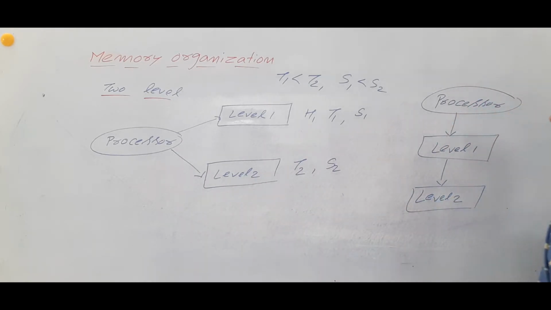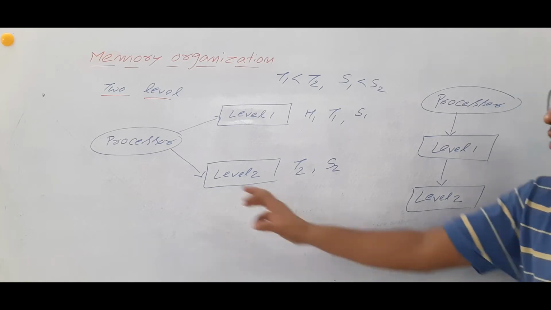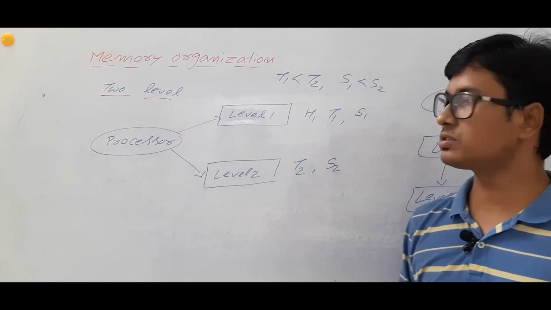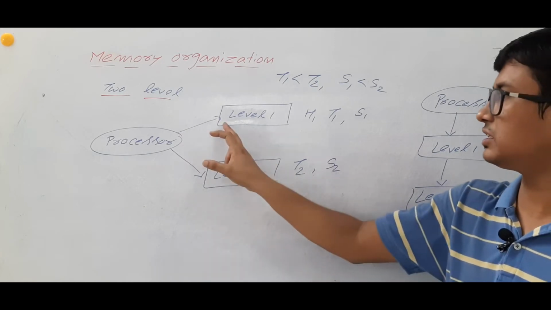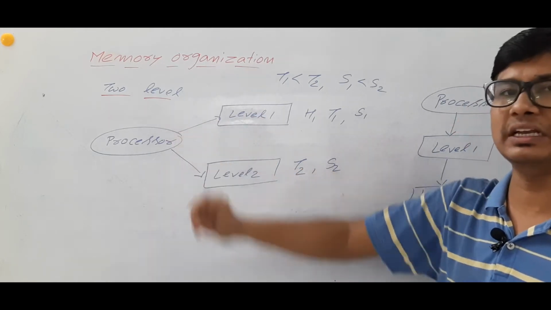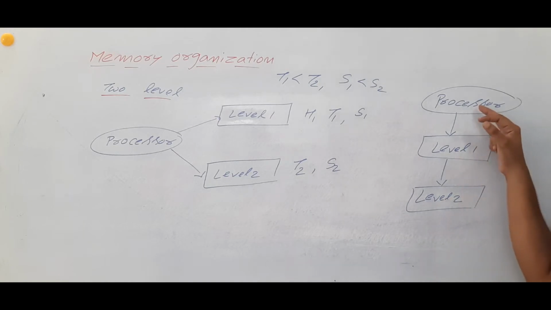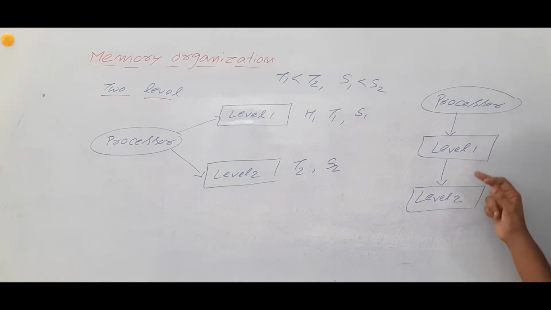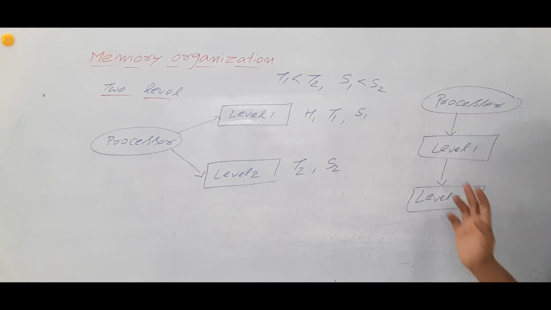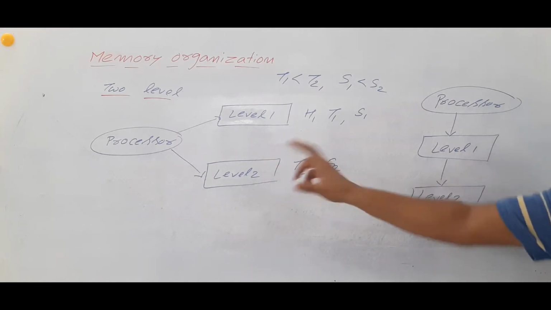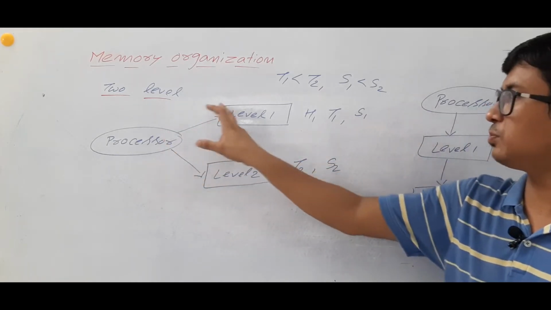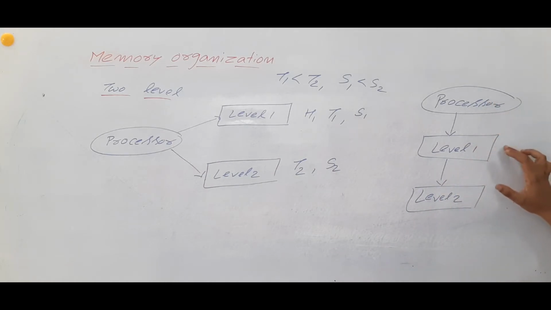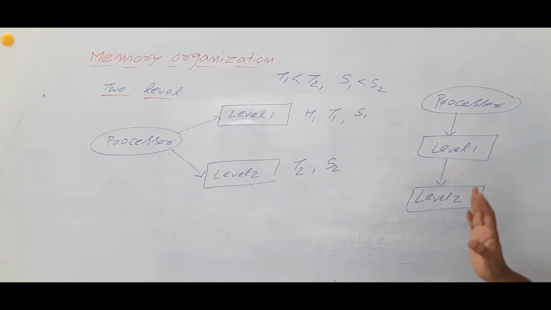Now this is one way we can organize, and this is the another way we can organize. In this way, you have a processor, it can access the information in level 1 and level 2 simultaneously. Whereas here, a processor first searches the information in level 1, and if it is available, it will fetch it. If it is not available, then only it will go to level 2. I hope you have understood the difference. Here it can access both simultaneously, whereas here first it will search in level 1. If it is available, there is no problem, it will not search in level 2. If it is not available in level 1, then only it will search in level 2.